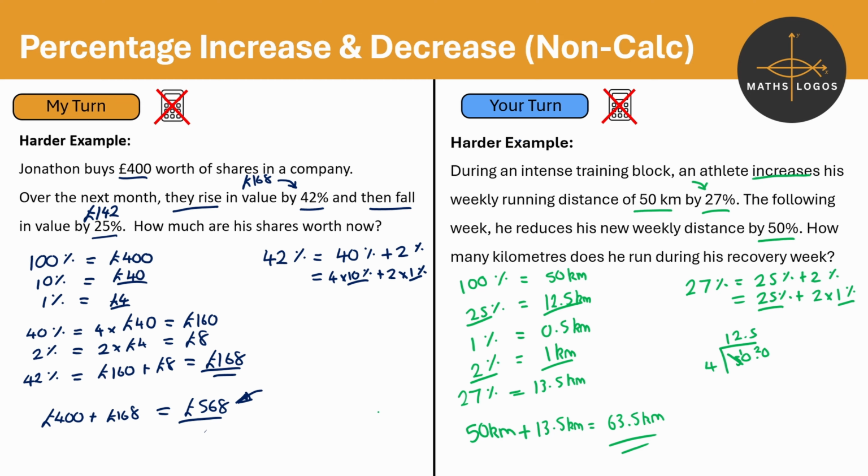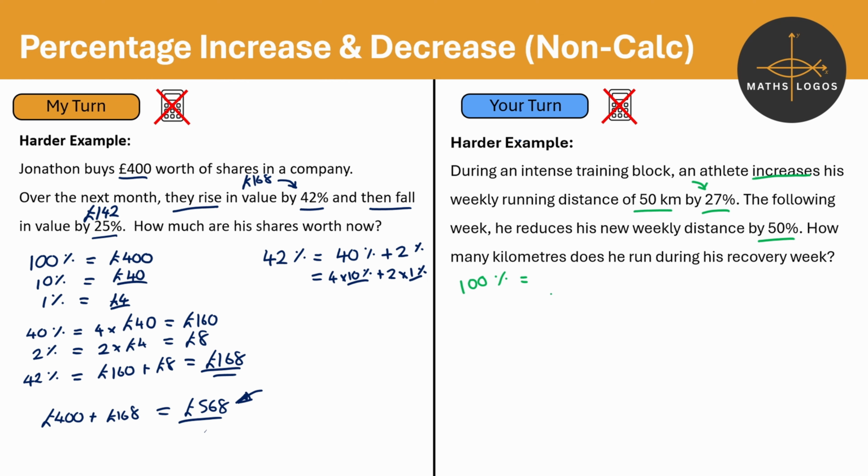I'm going to clear the screen to get a little bit more space. So after the increase, he's got this new running volume, which is 100%, which is 63.5 kilometers. The following week, he then reduces his new weekly distance by 50%. We want to work out 50% of this. To do that, we need to divide by 2. So I'll divide my 63.5 by 2, set up my short division.